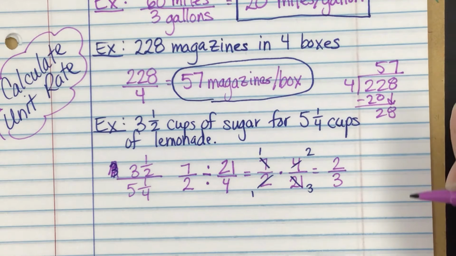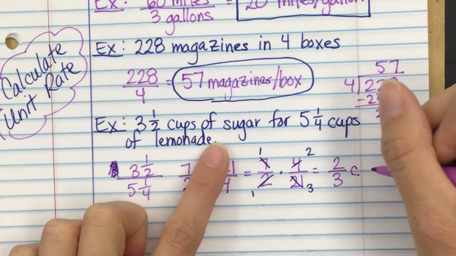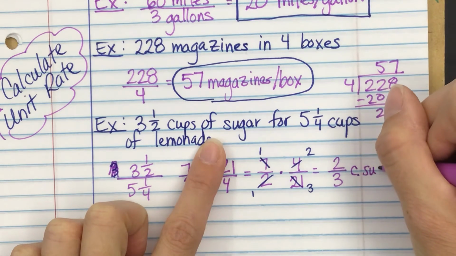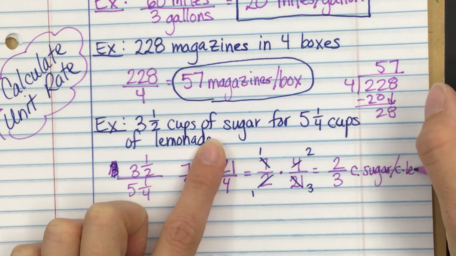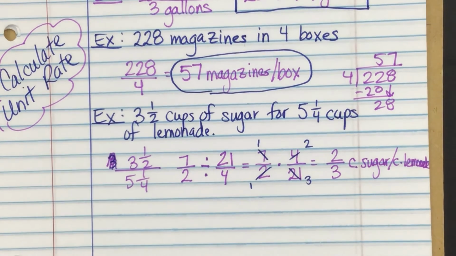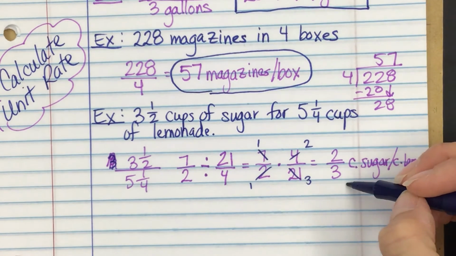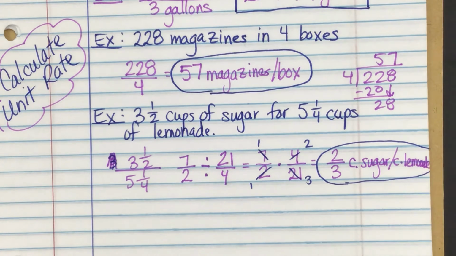And we can't just write it like that. We have to put our units. This is 2/3, and I'm going to abbreviate cups to just C, cups sugar per cup lemonade. And I'm totally running out of space. And this right here is considered your unit rate for that situation. You have 2/3 cup sugar per cup lemonade.